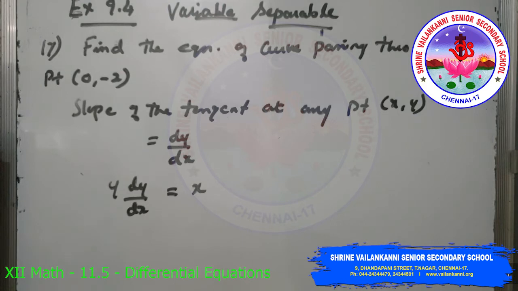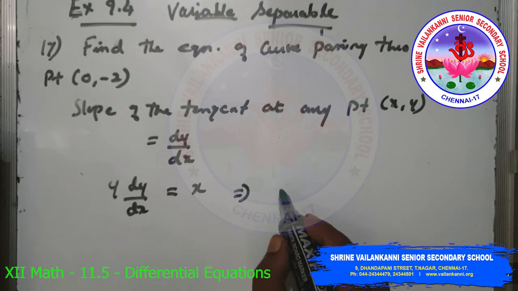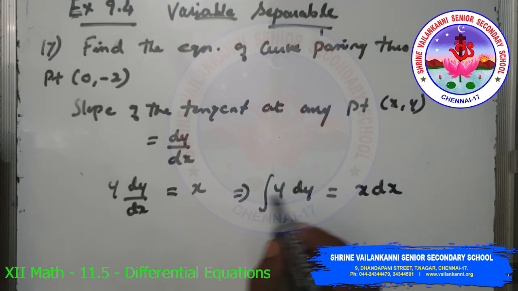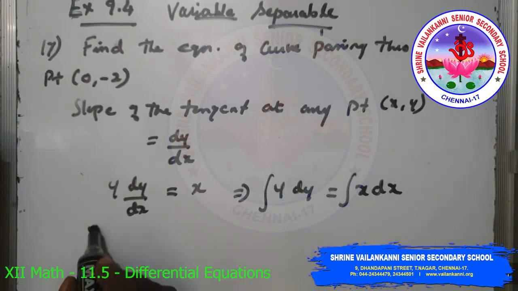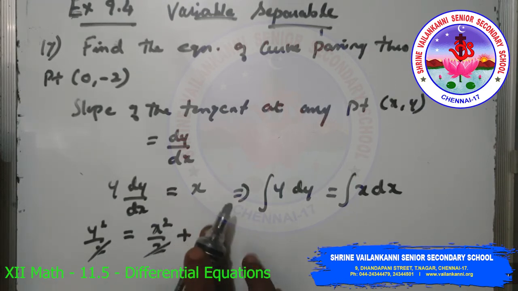So slope of the tangent to the curve at any point x comma y, which is dy by dx. The product of slope of the tangent and the y coordinate, which is equal to the x coordinate. So y into dy by dx, which is equal to x. So separating the variables, we have y into dy, which is equal to x into dx. So integrating both sides, we get y square by 2, which is equal to x square by 2 plus c. Cancelling 2, we have y square equal to x square plus 2c.